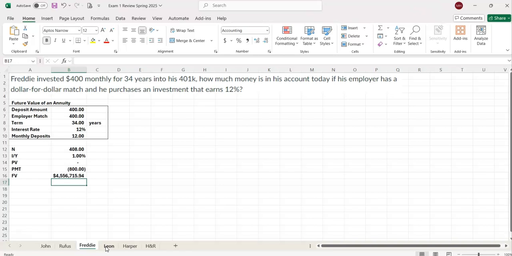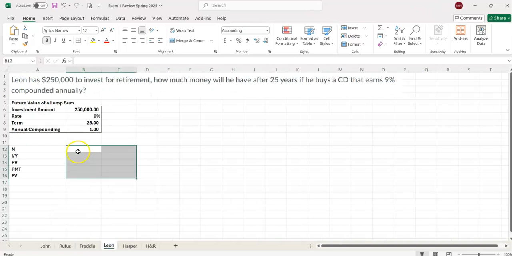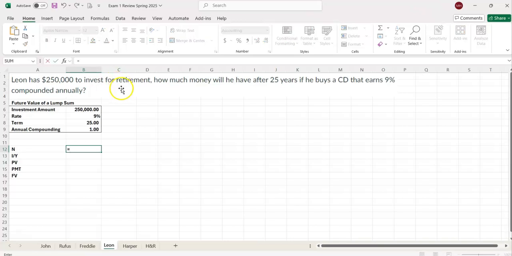All right. Another final question: future value of a lump sum. In this case, it's compounded annually. Leon has $250,000 to invest for retirement. How much will he have after 25 years if he buys a CD that earns 9% compounded annually? So the term is the 25 years. The rate is the 9%.